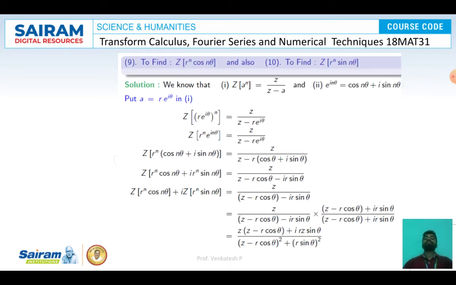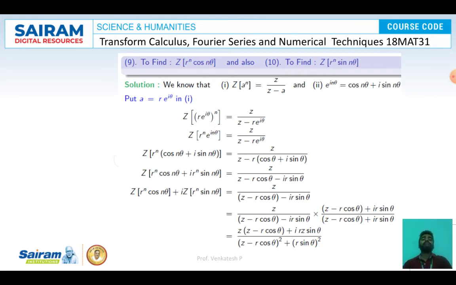So next one is the Z transform of r power n cos n theta and also the Z transform of r power n sin n theta. So here to simplify this, I am going to make use of 2 formulas, that is the Z transform of a power n, which is given by z by z minus a, and the e power i n theta formula. So e power i n theta will be cos n theta plus i sin n theta. So now I am going to find the Z transform of r e power i theta whole power n, and I am going to find both the values from this equation only. We will see how to find that.